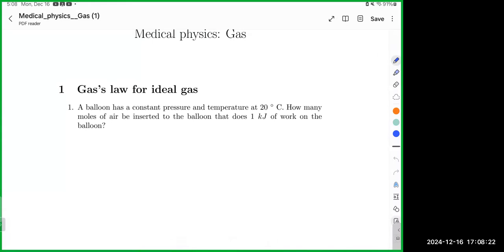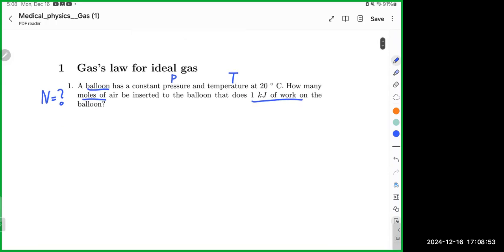Okay, for this one, the balloon has a constant pressure and temperature. So constant P, fix P and fix T. How many molecules? If I ask for the total number to be inserted into the balloon that does 1 kilojoule of work on the balloon. Okay, as you can see, I have explained about the work on the balloon, right?